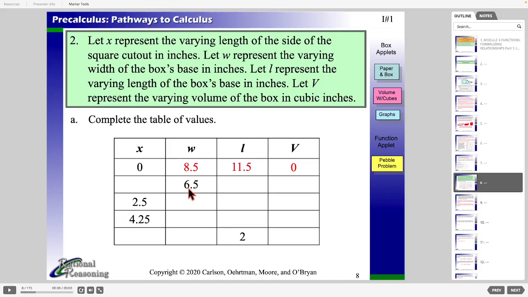If the width is now 6.5, notice that means we subtracted 2, and remember, that's a cut of 1 inch on each side. That's the only way we can get this. So we have a cut of 1. If we cut 1, then also we're going to cut 2 inches off of the length, right? 1 inch on each side. So that gives us a length that should be 9, right?